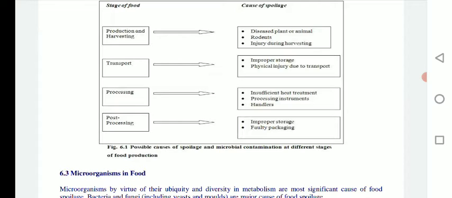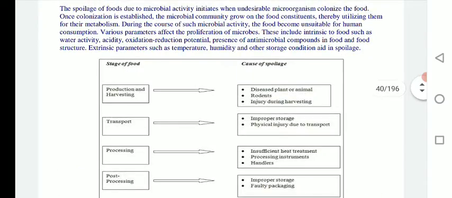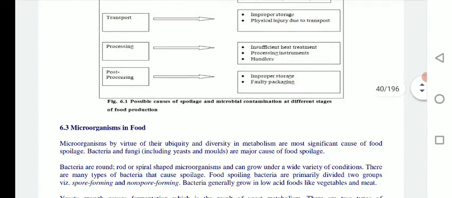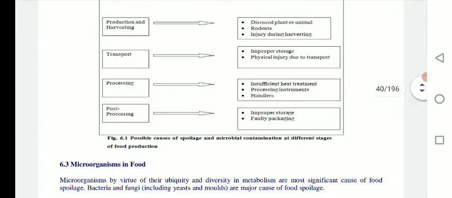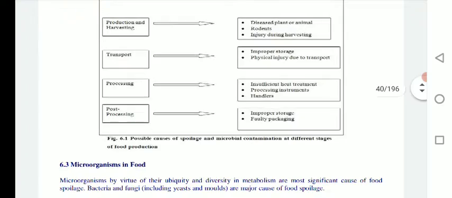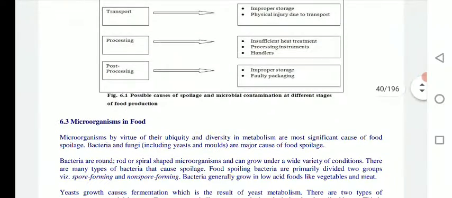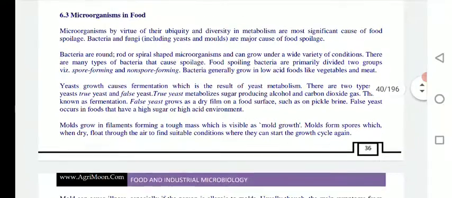Then processing of food: insufficient heat treatment, processing instruments, and improper handling. So these types of spoilage are caused due to processing of food. Then post processing includes improper storage as well as faulty packing. So overall these are possible causes of spoilage and microbial contamination at different stages of food production, from production, harvesting, then transport, then processing and post processing stages.